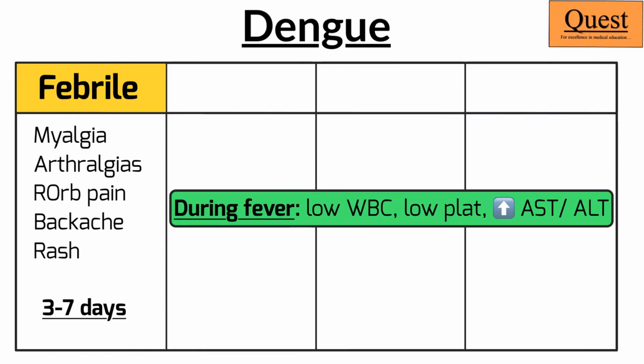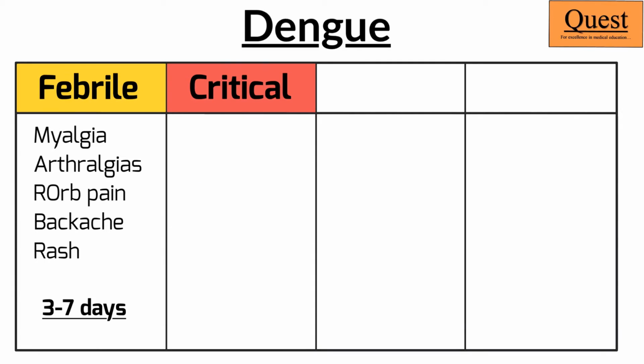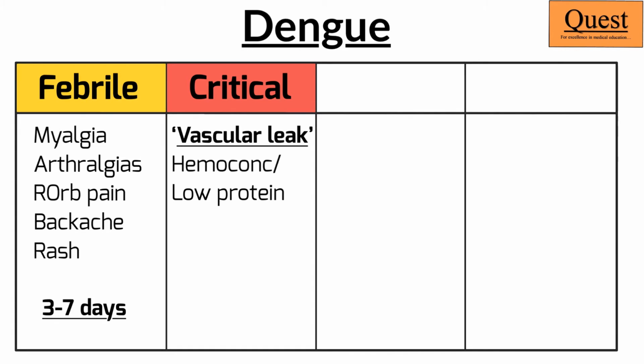And characteristically, during this period, patients would present to us with a low WBC count, might have a normal to low normal platelet count, and very often would have elevated liver enzymes. As this phase passes off, as the fever settles down, patients would enter into the second phase, which is a more critical phase. This is the time when vascular leak phenomena starts, and as the vascular leakage starts, patients start manifesting hemoconcentration. In the lab parameters, this is reflected by an increase in hematocrit.